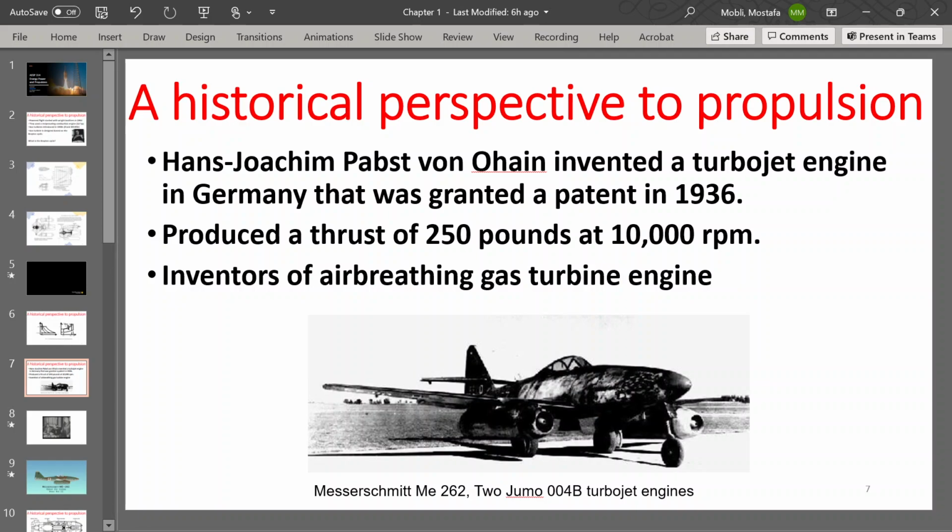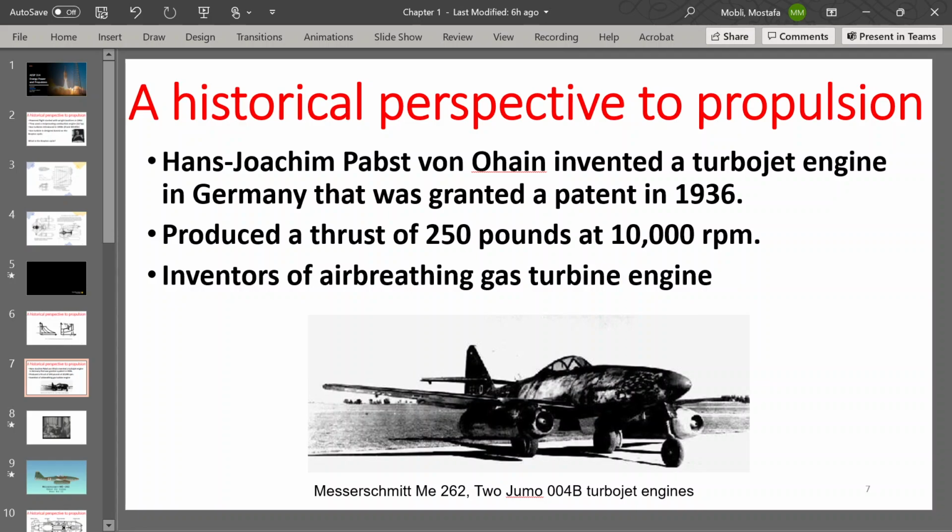The difference between the German engine and the British engine was that the British engine could produce only 250 pounds of thrust, whereas the German engine could produce 2,000 pounds of thrust. So 8 times more powerful, right? Which essentially means that the Germans could use it readily, which they did, unfortunately, in the World War.